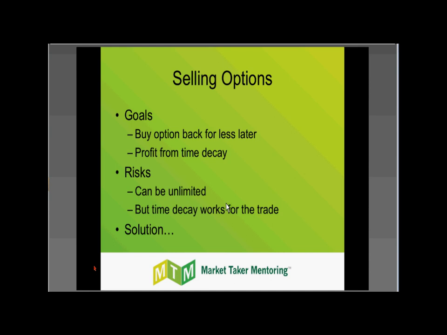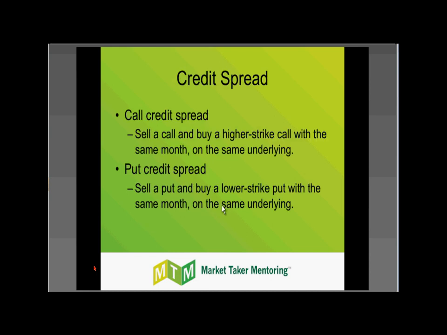So clever option traders must have a way to overcome that obstacle of unlimited risk, and there is indeed a way. It's called the credit spread. Credit spreads enable traders to sell options in a fashion that has limited reward, of course, but also limited risk. There are two types of credit spreads, call credit spreads and put credit spreads. A call credit spread is when you sell a call, at or out of the money, and then you buy a higher strike call, that is a call that has lesser value, in the same month on the same underlying security.